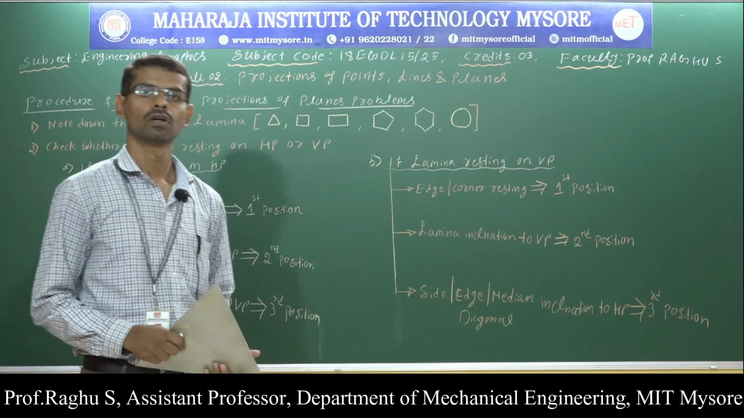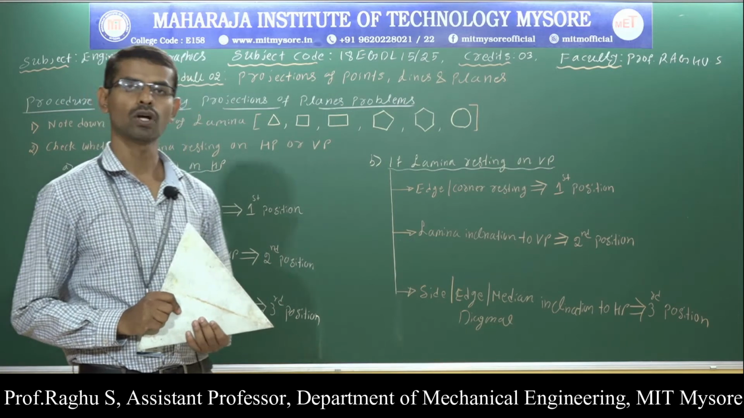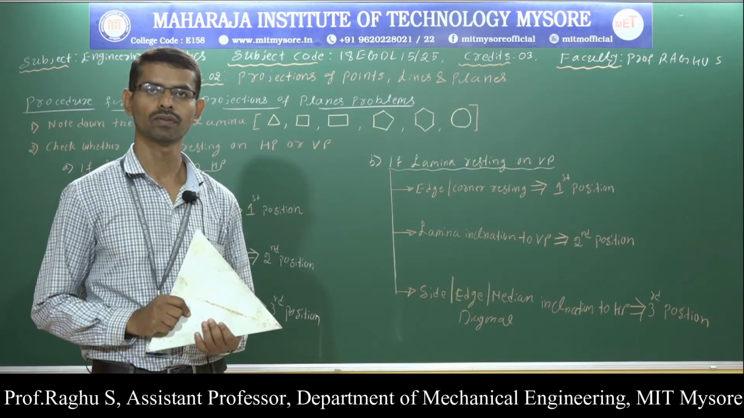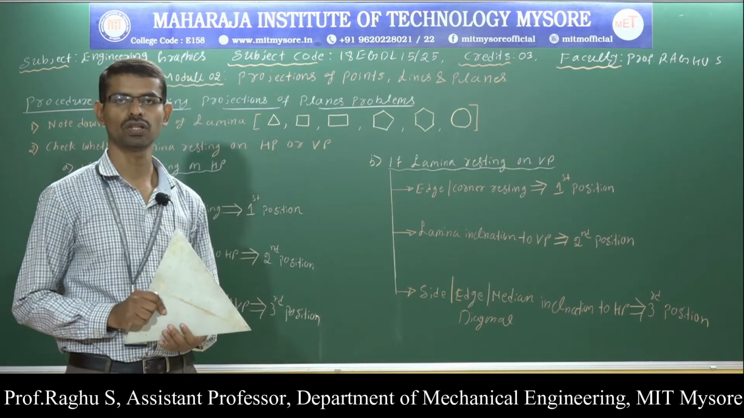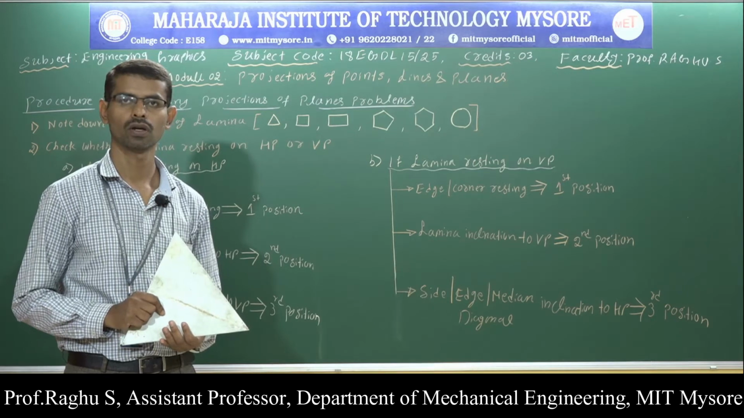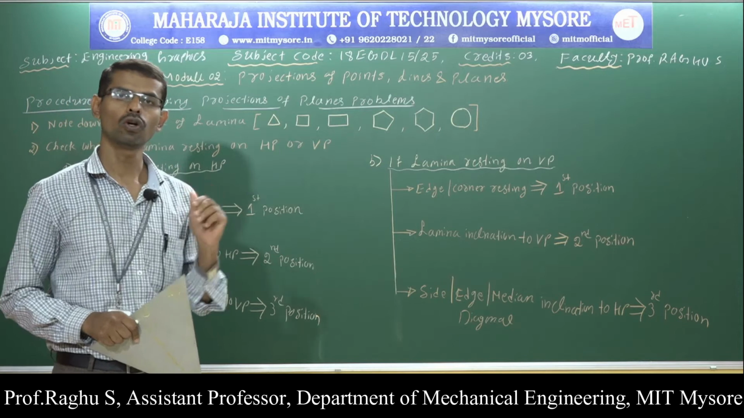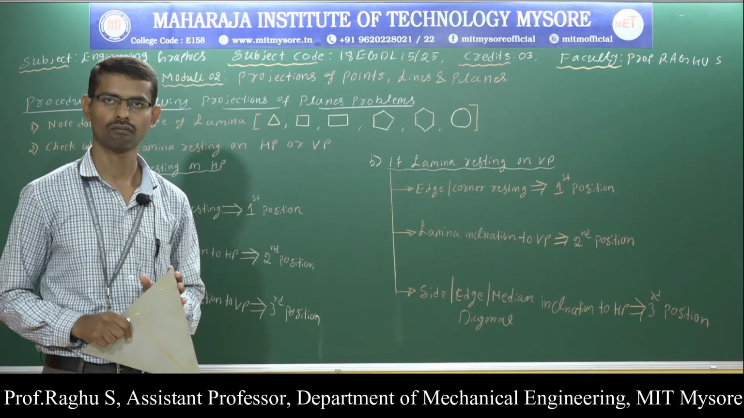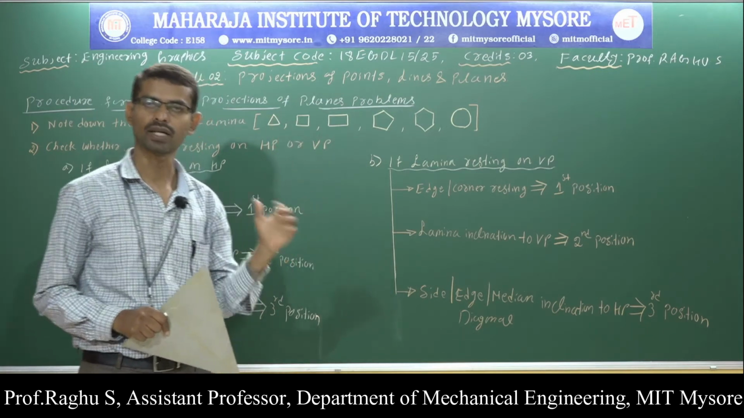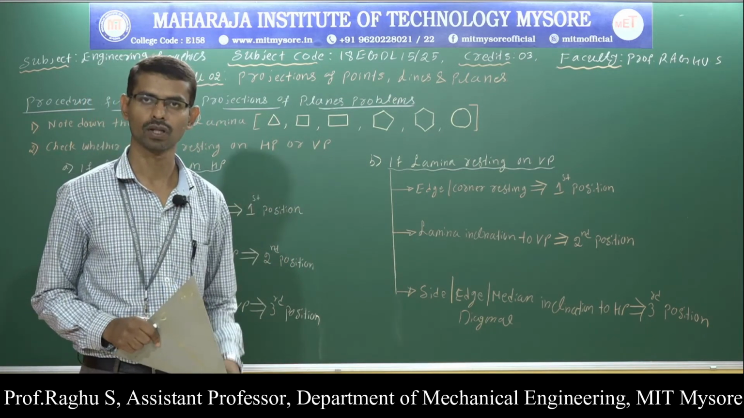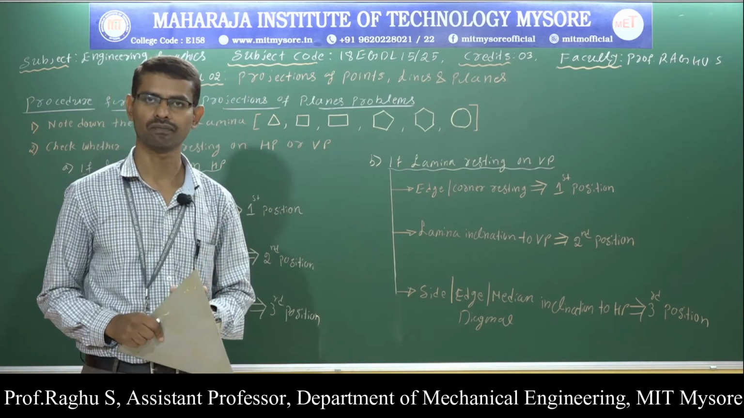Hello everyone. In the last class, we discussed types of problems in projections of planes. So in this session, we will discuss the procedure for solving projections of planes problems. First, note down the type of the lamina. The lamina may be a triangle, square, pentagon, hexagon or circular lamina. The first step is to note down the type of the lamina.